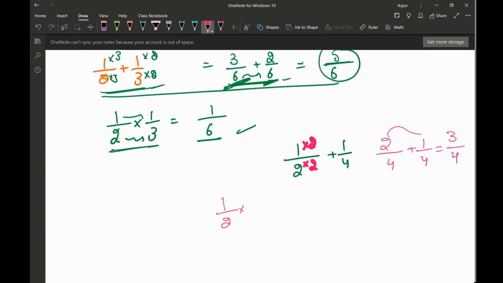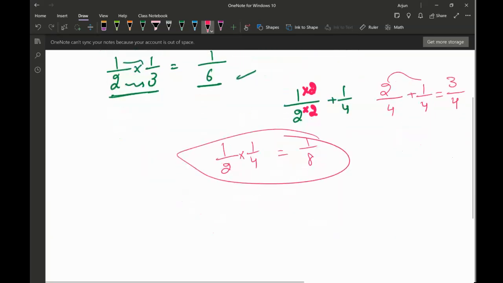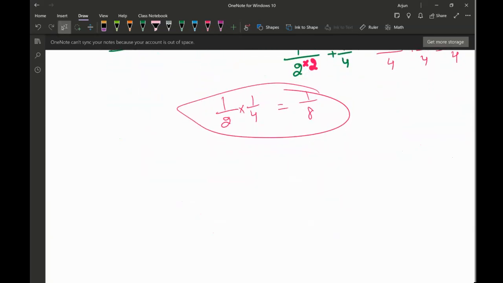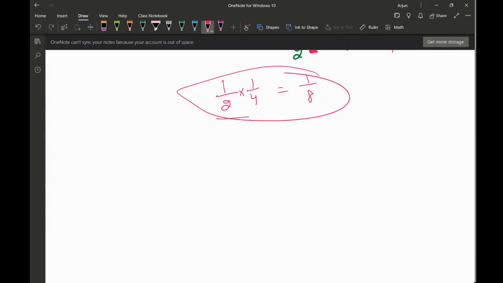Whereas if it was multiplication, I would have written it as 1 over 8. So do you see the difference? What is the difference between addition, subtraction, and multiplication? Multiplication is totally different from addition or subtraction.